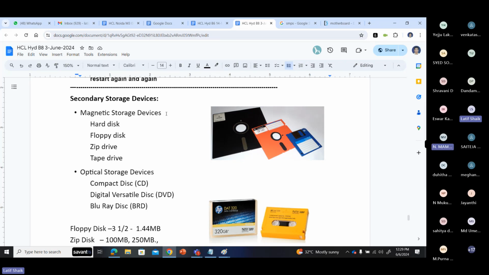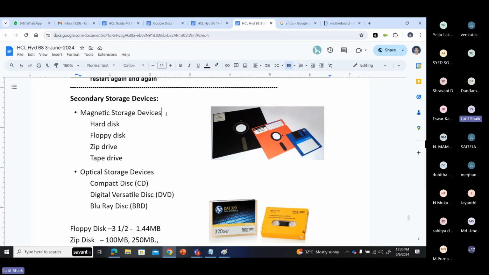Secondary memories. What is the use of secondary memories? To store data, applications, operating system, and so on, either internally or externally. To store a backup of your data externally. So we require different types of secondary memory devices.